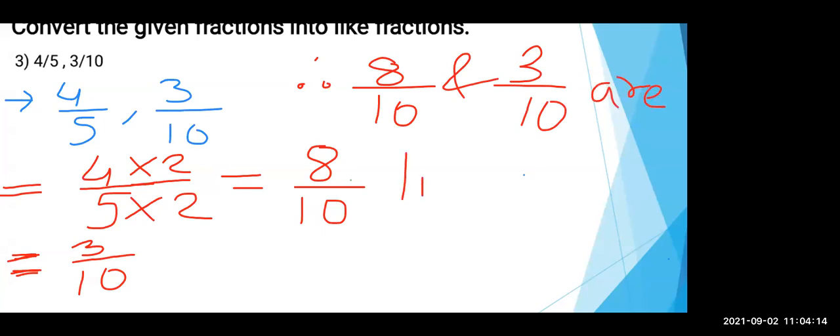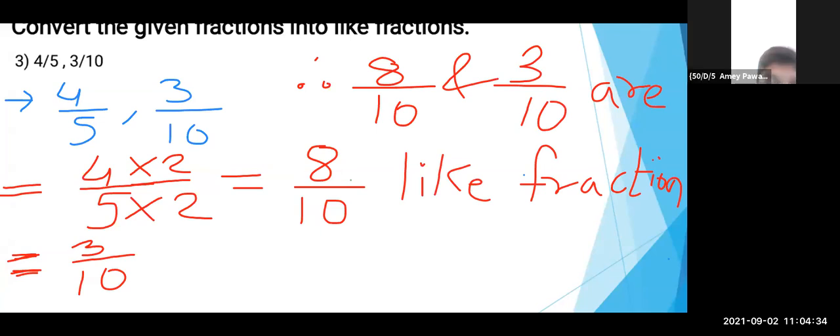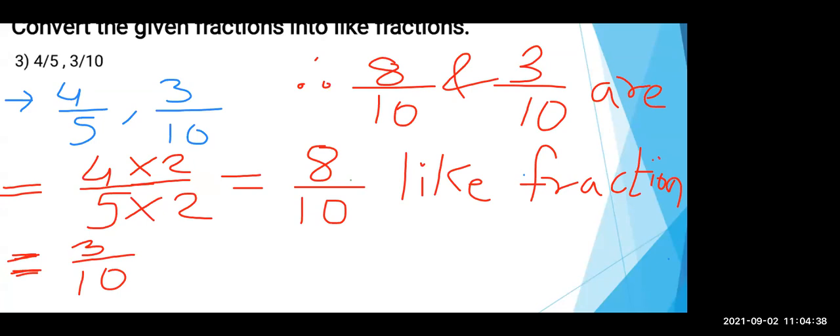Are like fractions. See student, you have to try. Without trying, don't say that teacher मुझे नहीं आता है. आपको try करना है. Wrong होगा तो I'll explain you. Now you understood 8 upon 10 and 3 upon 10 are like fractions. Clear student? चलो now mute yourself beta. And everyone note it down in your notebook.